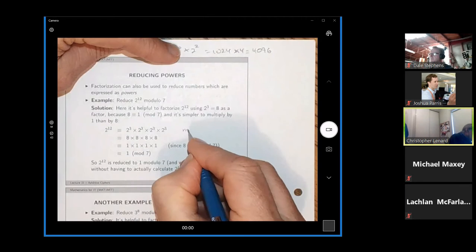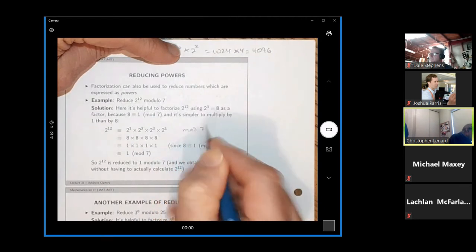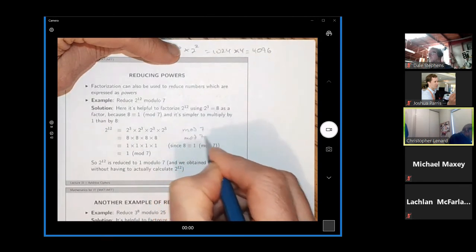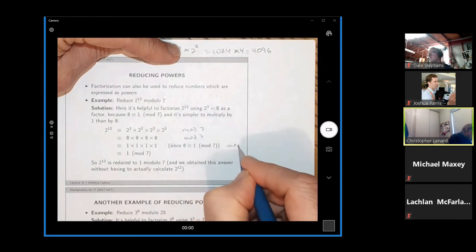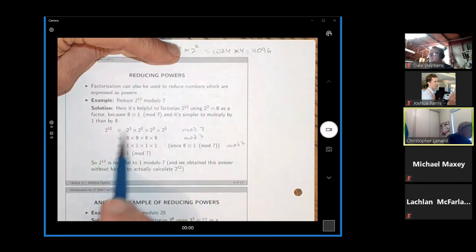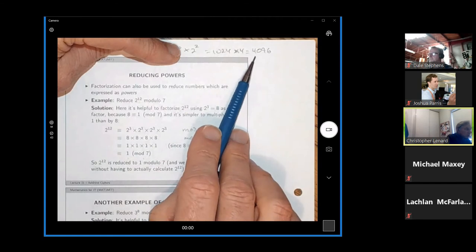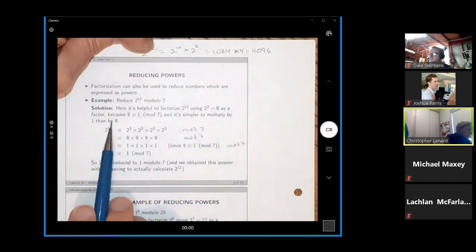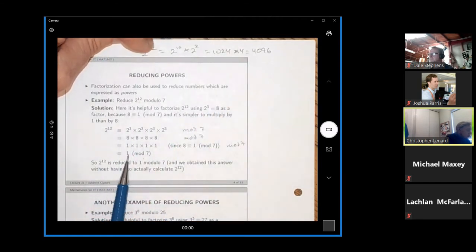Okay, so this is in the mod 7 system. And this is still in the mod 7 system. 8 is equivalent to 1. 8 is equivalent to 1, 1, 1. And what's 1 times 1 times 1 times 1? It's 1 in the mod 7 system. So without even working out what 2 to the 12 is, we can reduce that to 1 mod 7 with a bit of creative thinking here.